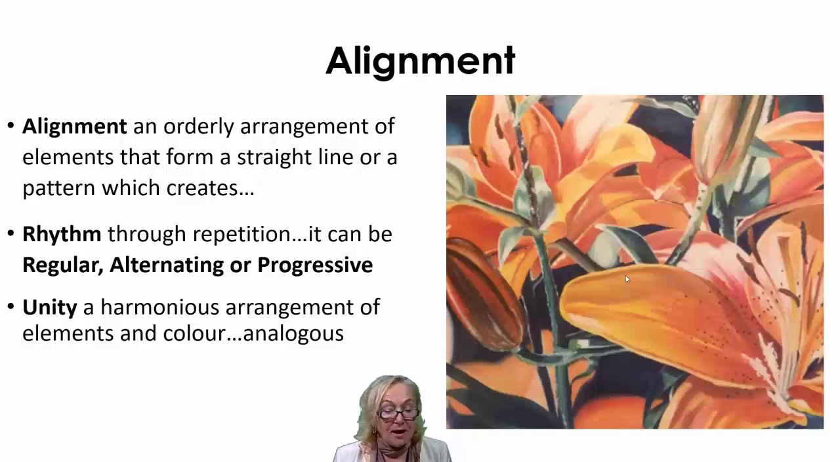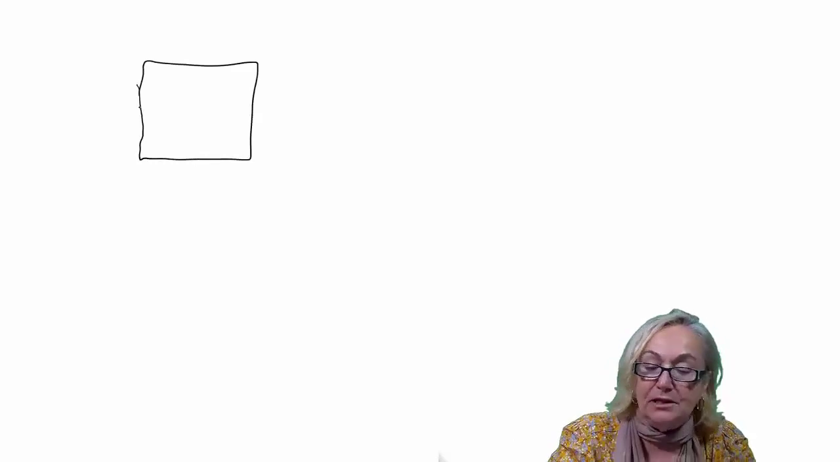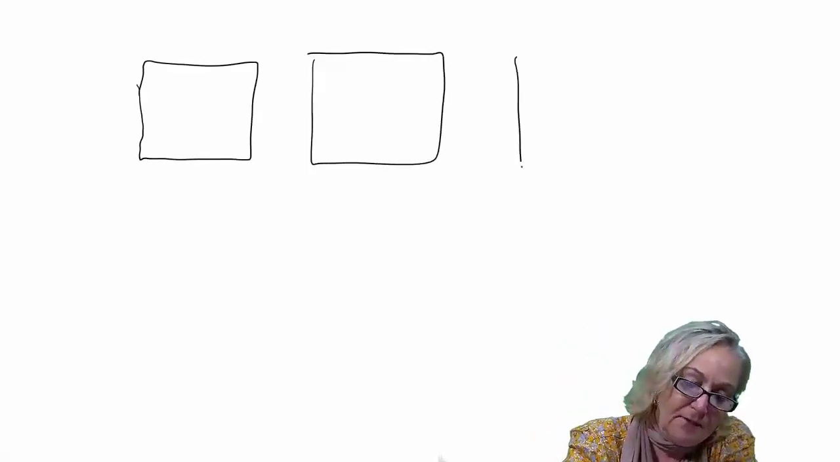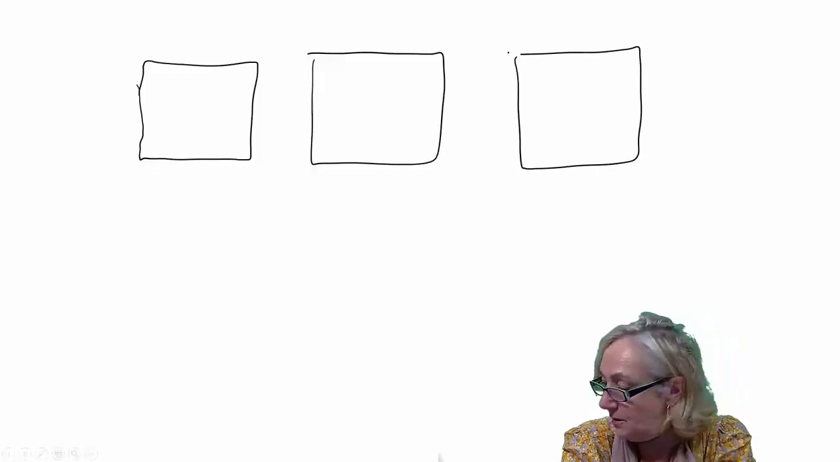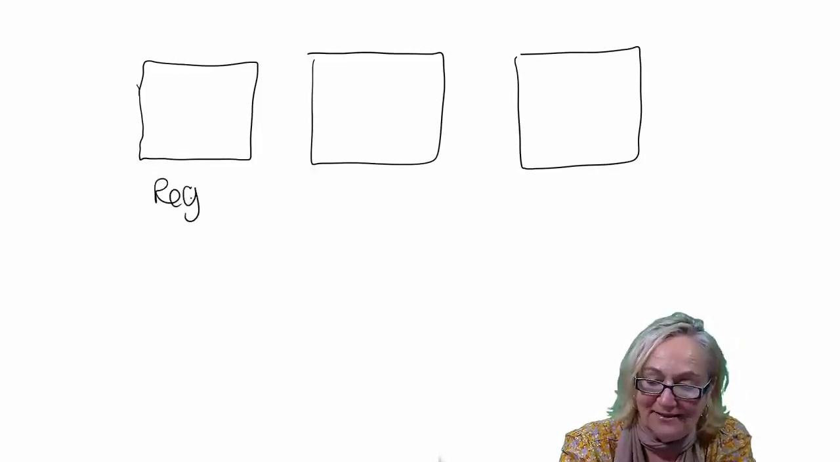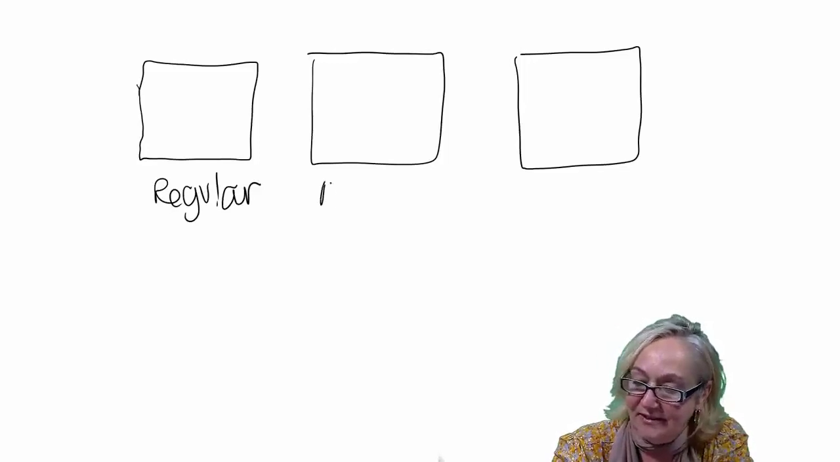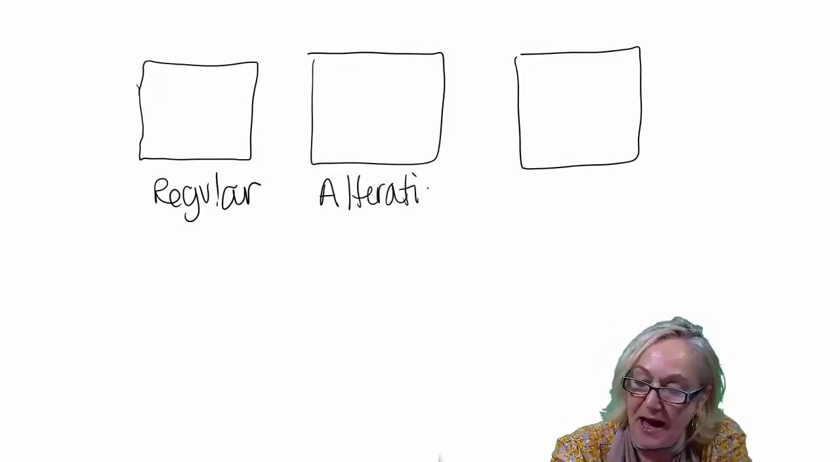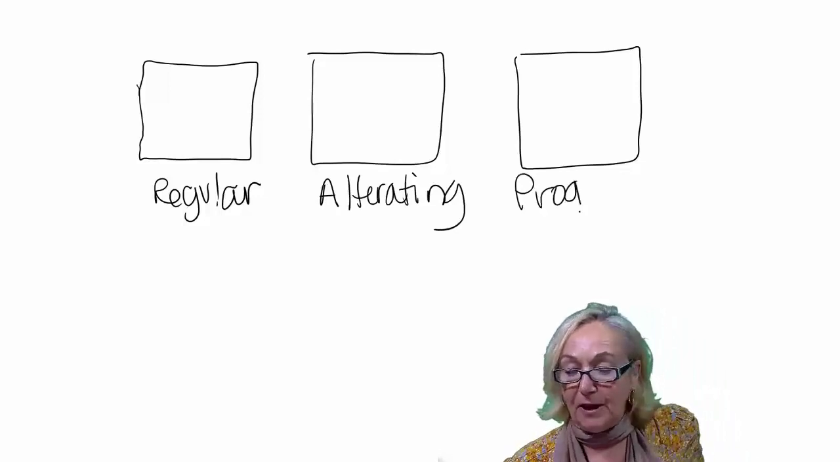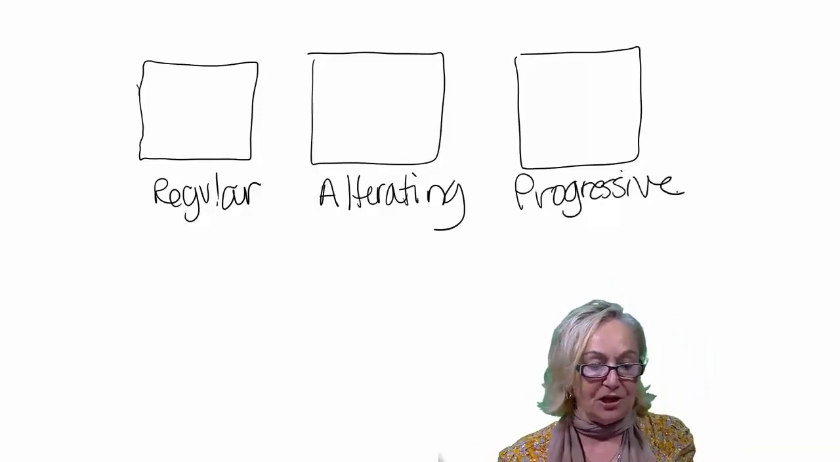I'm now going to demonstrate how to create some of those rhythms, the 3 rhythms: regular, alternating, and progressive. So visual rhythm is an important design principle to be aware of. And I'm just going to draw 3 boxes here, and we're going to talk about regular rhythm, alternating, and progressive. So these are ways to design your space, and it gives you a little bit of a platform to put your information on.